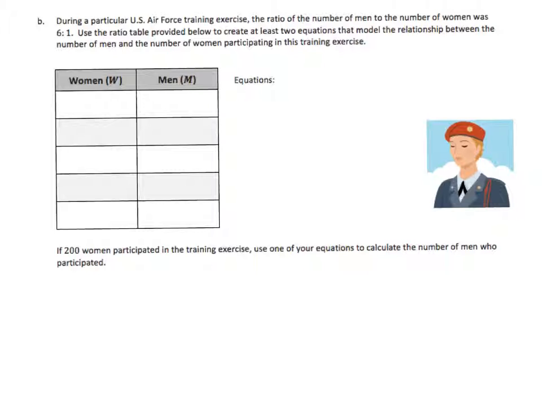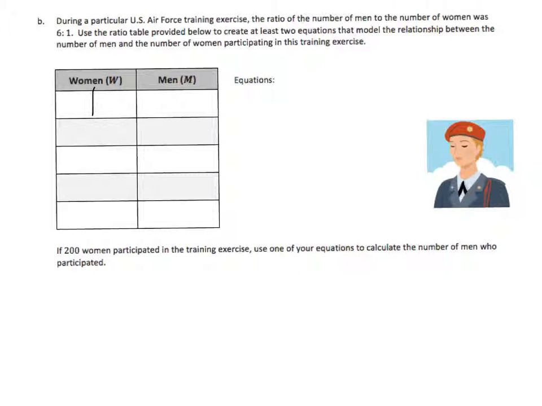Okay, let's look at these same ideas with a different situation this time. During a particular U.S. Air Force training exercise, the ratio of number of men to the number of women was 6 to 1. Use the ratio table provided below to create at least 2 equations that model the relationship between the number of men and women participating in this training exercise. So, the number of men to women is 6 to 1, so that means there's 6 men to every 1 woman. So let's start to fill out our table here.